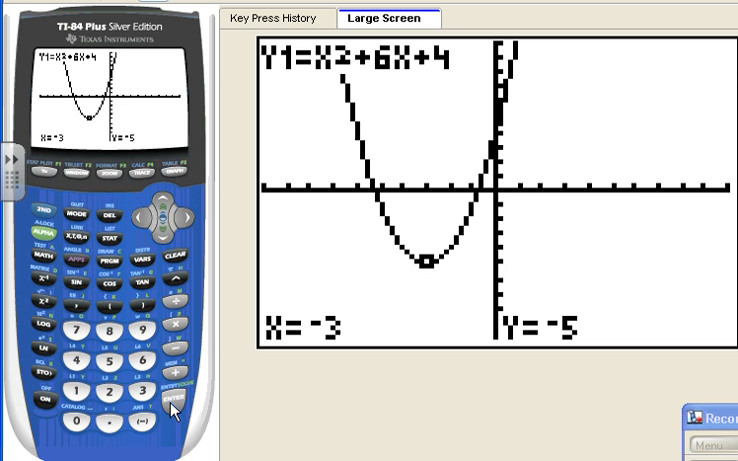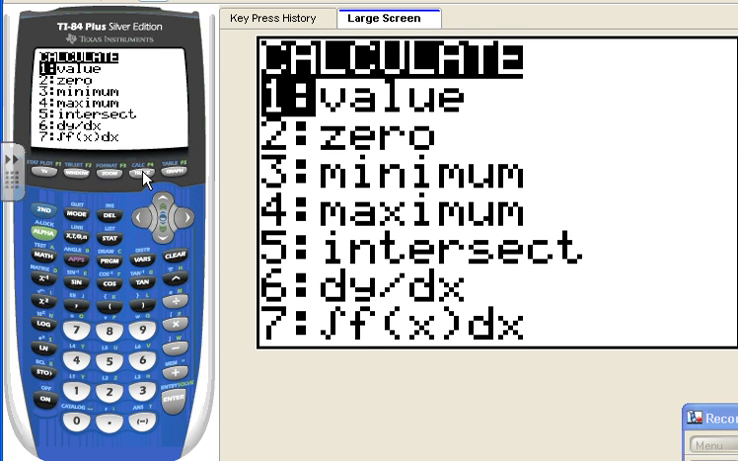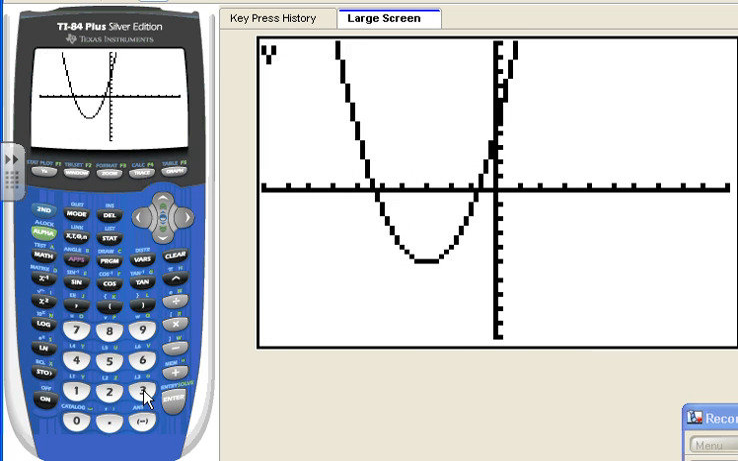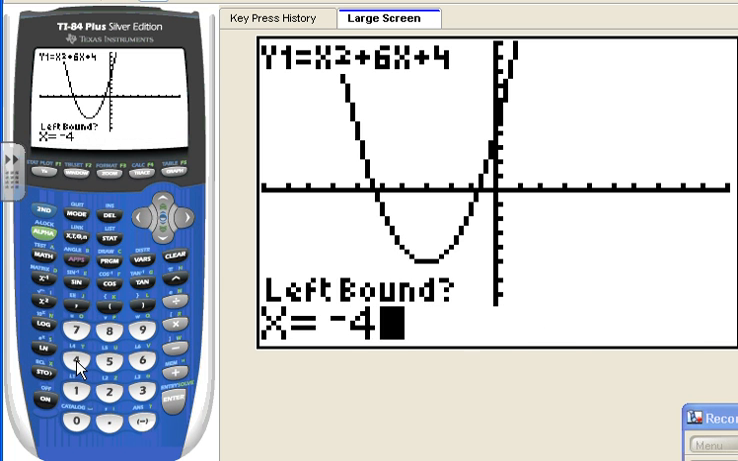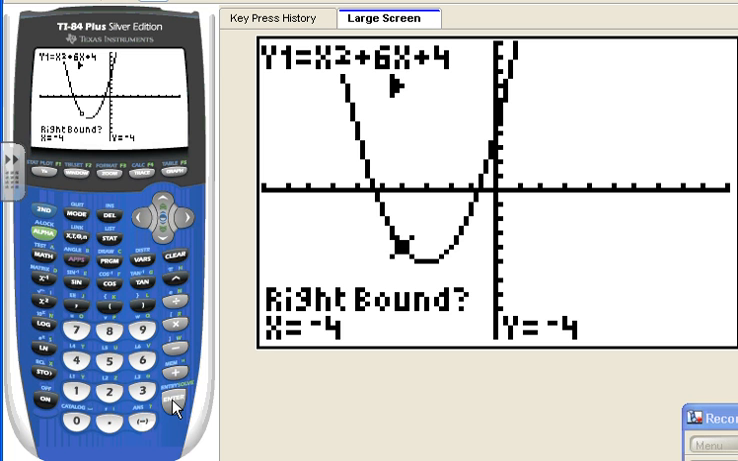To do that, we press second and the trace button, which brings us to the calc menu. We know this is a minimum because our value for a is positive. So we'll go down to number 3, looking for a minimum. Now left bound means to move that cursor to the left of the minimum. You can either move it using the left nav key, or you can type in a number that you know is left of the minimum. For example, negative 4. I tend to do it that way just because it's quicker.